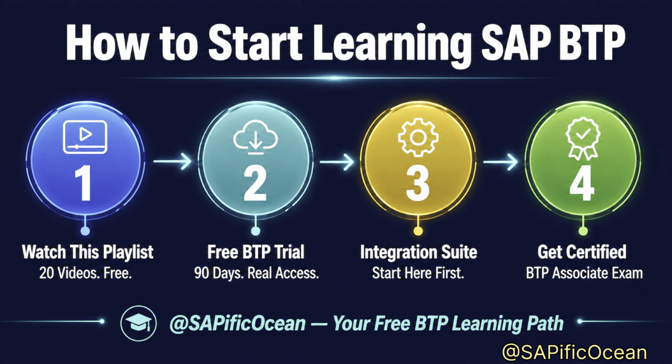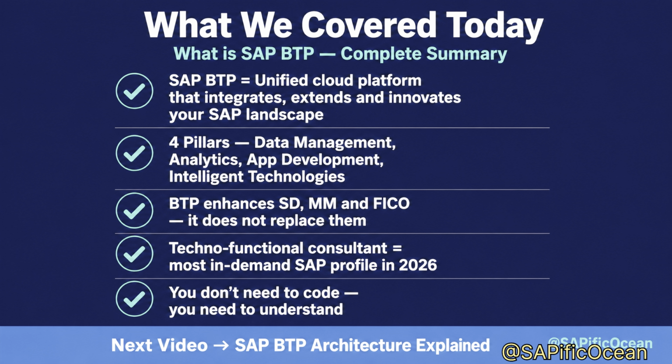Let me quickly summarize what we covered today. SAP BTP is the unified cloud platform that integrates, extends, and innovates your SAP landscape. It is built on 4 pillars: data management, analytics, application development and integration, and intelligent technologies. It enhances your existing modules, SD, MM, FICO, without replacing them. And the techno-functional consultant who understands both is the most in-demand SAP profile in the world right now.